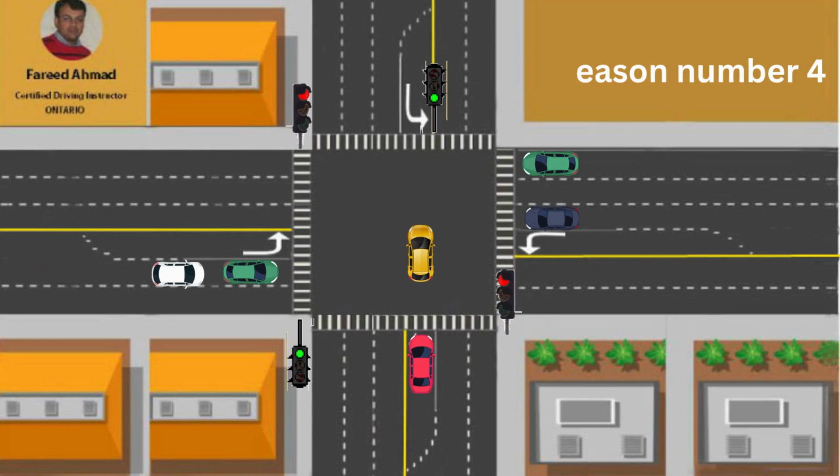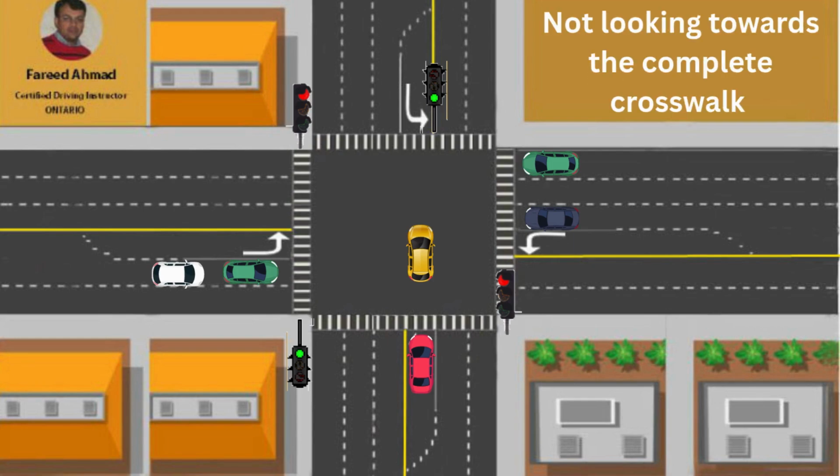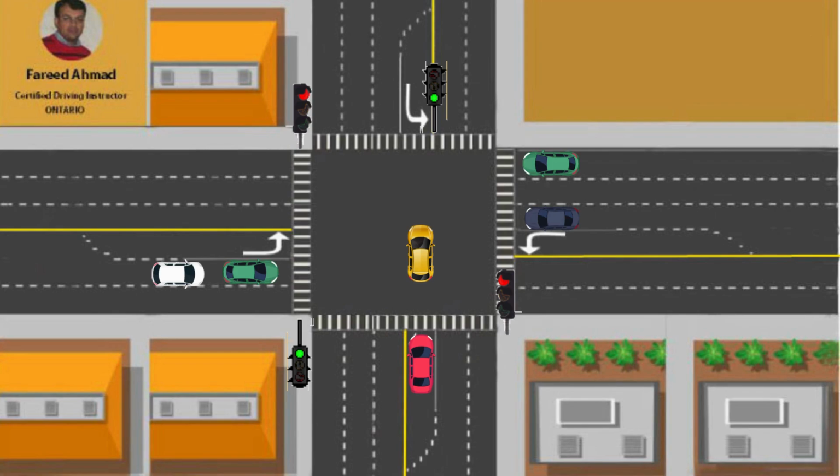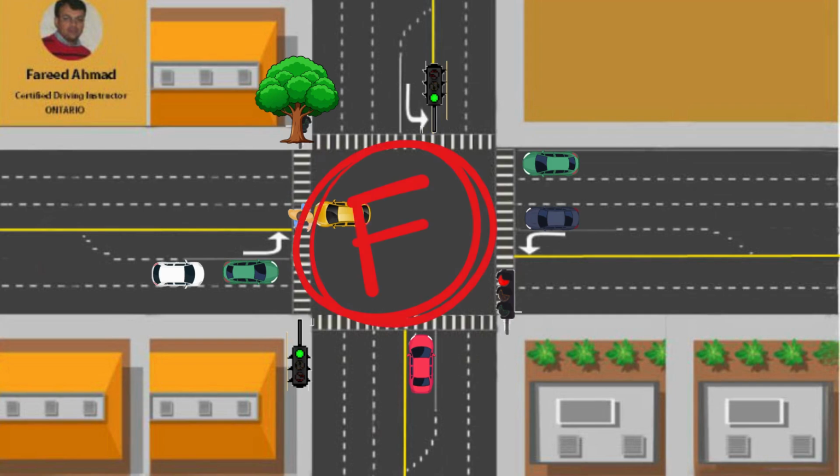Reason number 4, not looking toward the complete crosswalk. When you are waiting in the middle of the intersection on green signal to take left, after yielding to the traffic in the oncoming lanes, please always check your left side crosswalk completely. Sometimes pedestrians are hidden behind a tree or any other object, and when you are proceeding, they suddenly appear on the crosswalk. This can be another reason for failure in the road test.